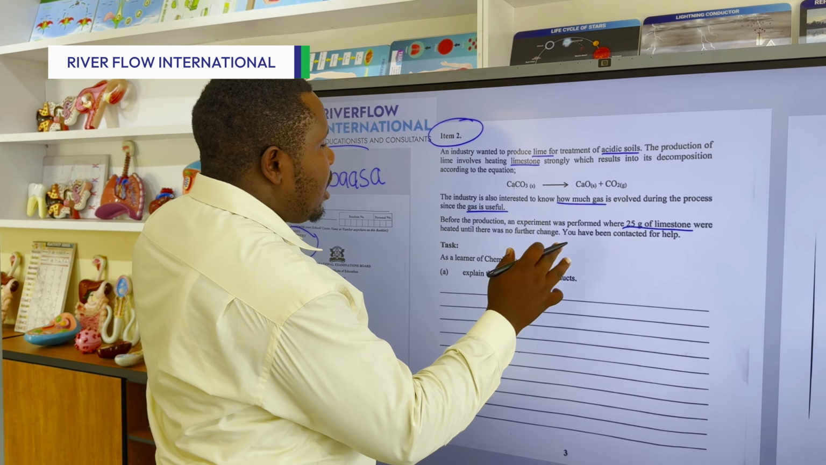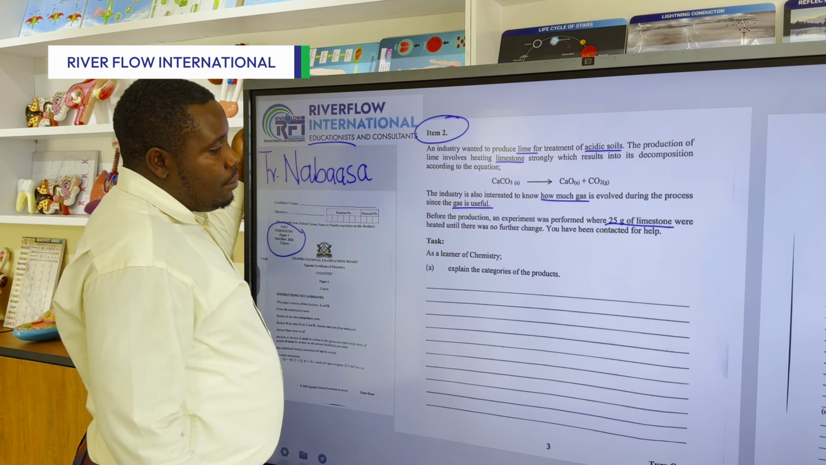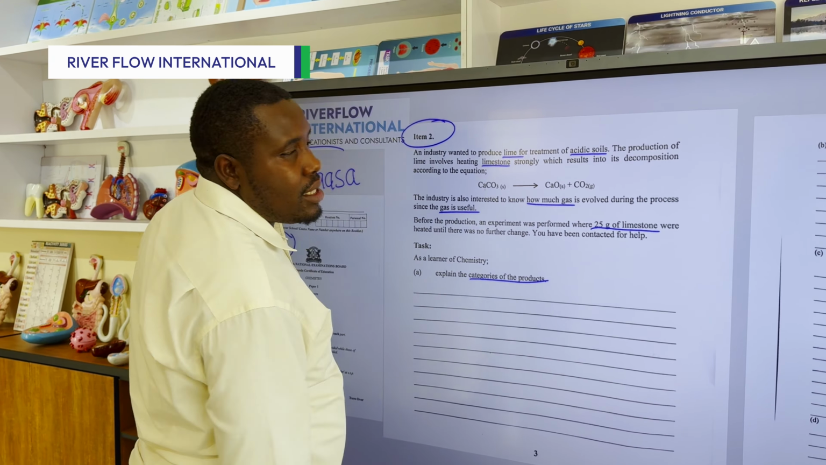You have been contacted for help. Task A. As a learner of chemistry, explain the categories of the products.